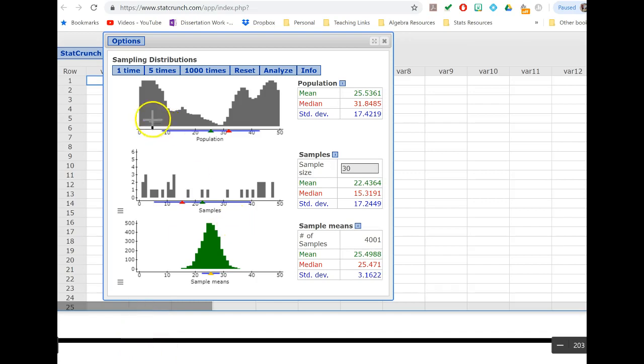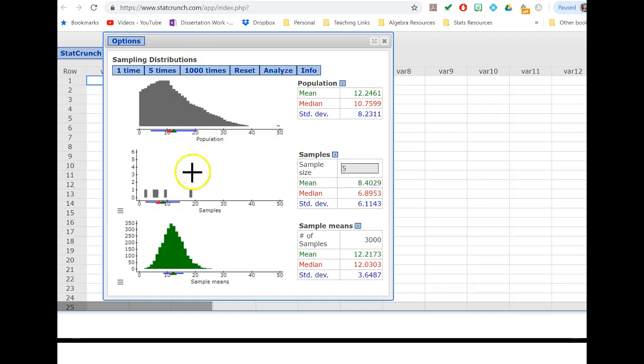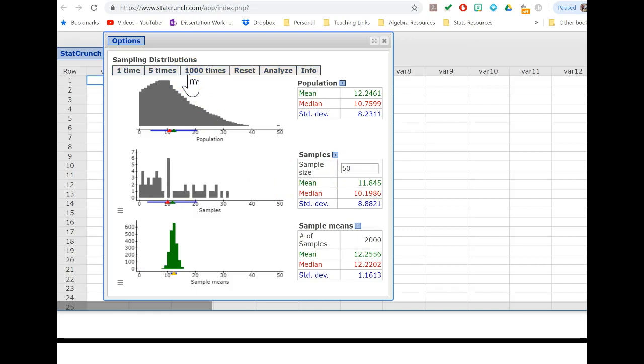So the nice thing about this applet is you can draw any distribution you want. And you guys can always log into StatCrunch and do this yourselves. So you could draw something that is very right skewed and then see what happens. If you took a sample of size 5, you see a right skew barely in your sample mean distribution. But again, as you get larger and larger here, you're going to start seeing approximate normality.